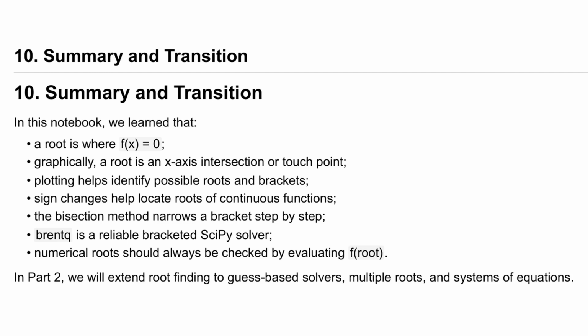In summary, we have seen that roots are the foundation of many physics solutions. By using bracketing and bisection, we can reliably find these points. In our next lesson, we will look at even faster methods that use initial guesses instead of brackets.